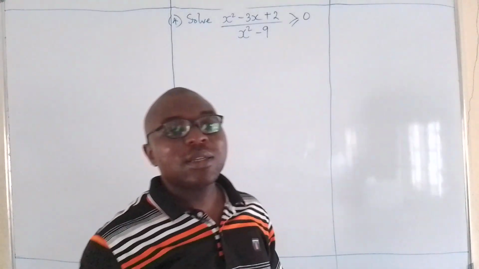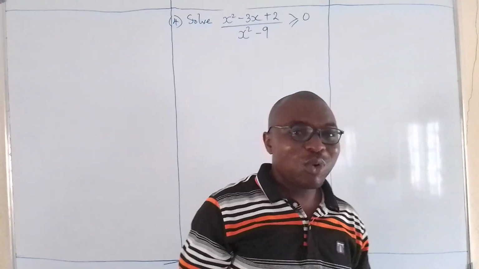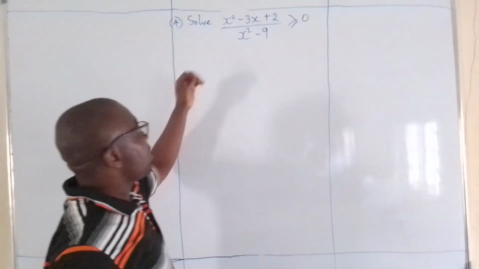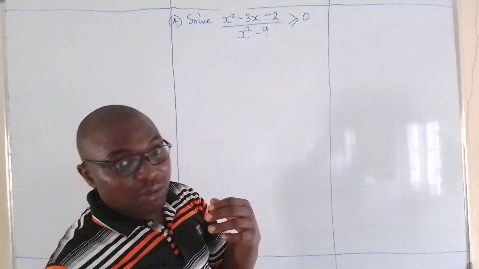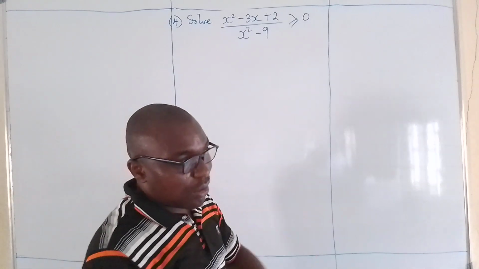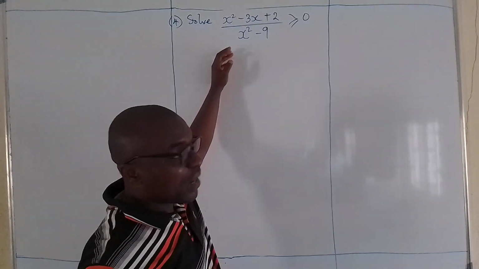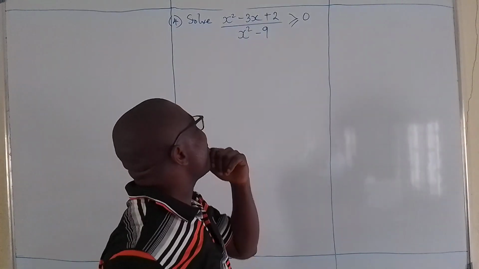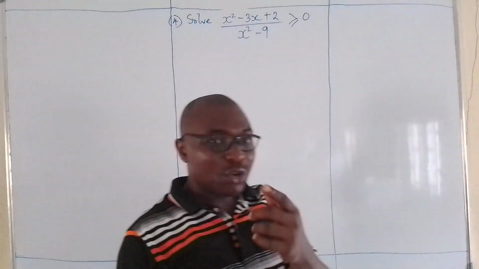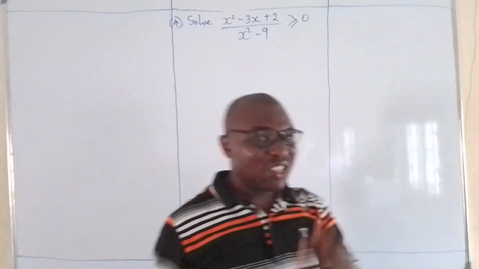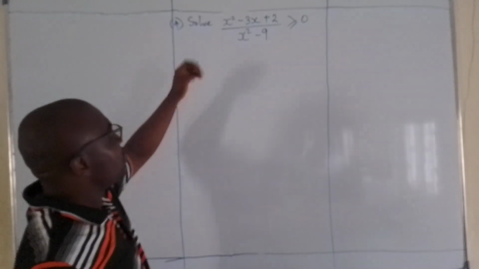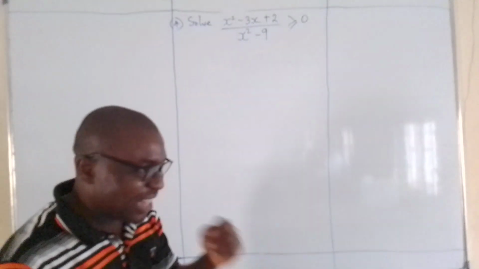Welcome to today's class. Today's class is Rational Inequality Part 4. Under Rational Inequality, we have treated Part 1, Part 2, Part 3, and we are now in Part 4. So if you have not gone through Part 1, Part 2, and Part 3, please try and go through them before coming over to Part 4 so that you understand it better.